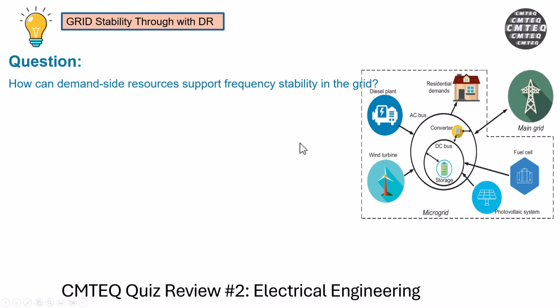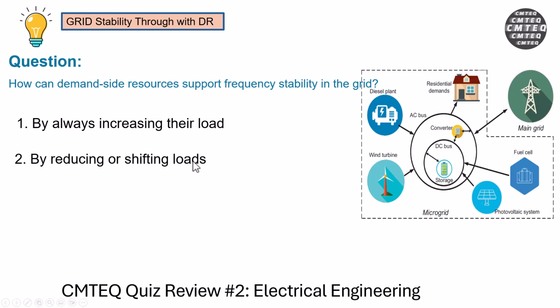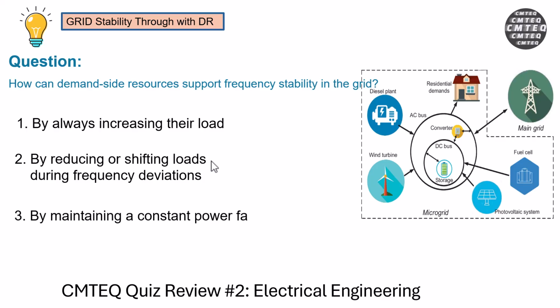So that's the question. And the provided options are: number 1, by always increasing their load. Number 2, by reducing or shifting loads during frequency deviations. Number 3, by maintaining a constant power factor. And lastly, number 4, by supplying DC power to the grid. That sounds very interesting. Now, what is the correct option here? Before you reveal your answer, let's go ahead and reveal how the community voted for this particular multi-choice question.